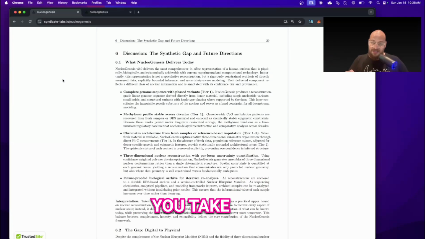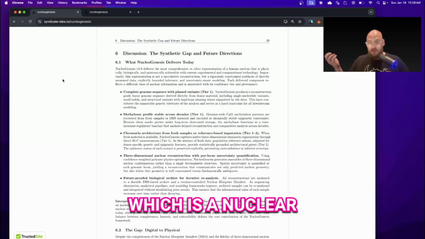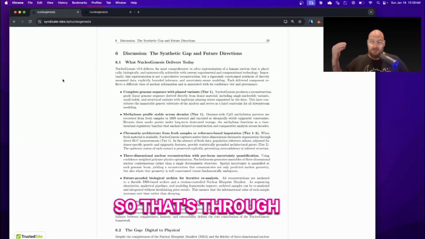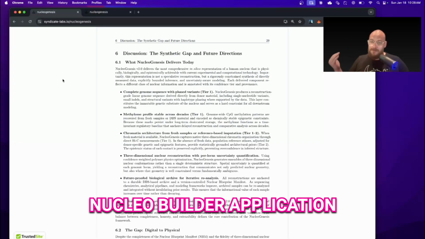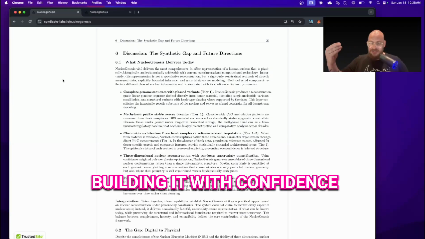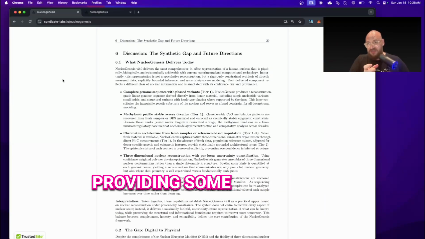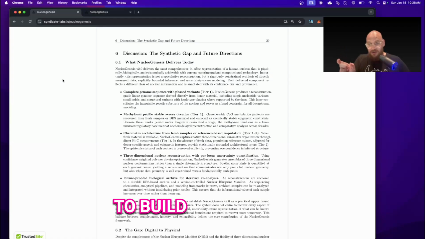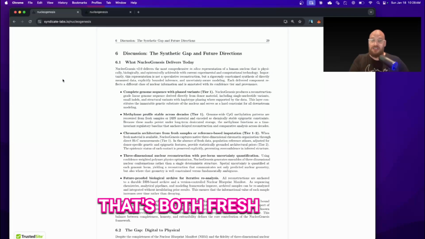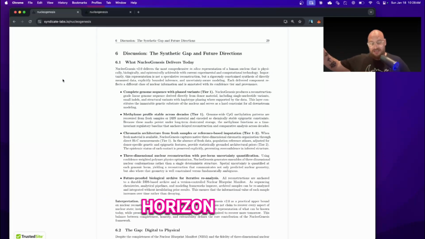Now you take that and build a digital file, a digital twin, which is a nuclear blueprint manifest, right? That's through the Nucleo Builder application, and it goes through building it with confidence tiers, taking all the information we know, providing some statistical imputation to fill in the gaps, and then build a data anchor layer. That's both fresh sample as well as long horizon testing, right?